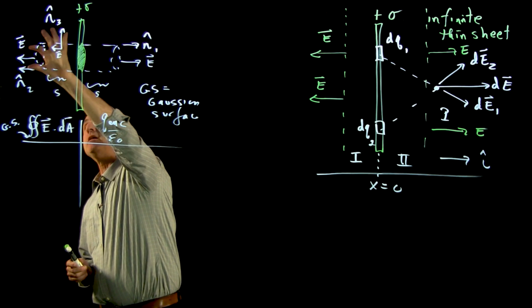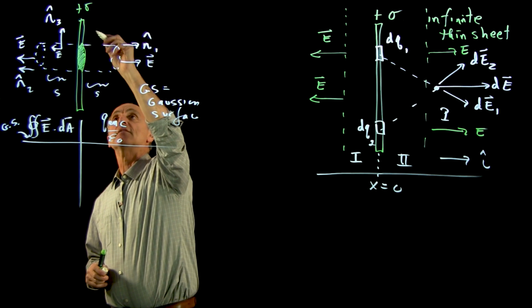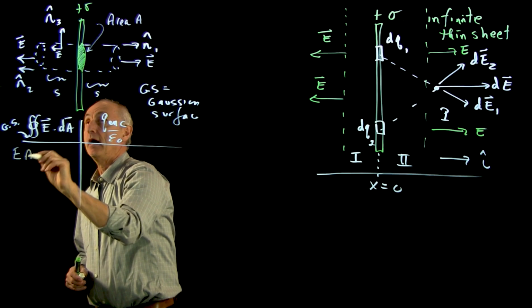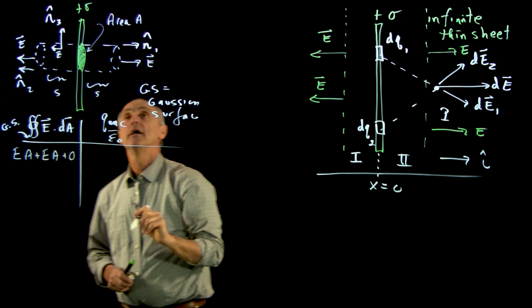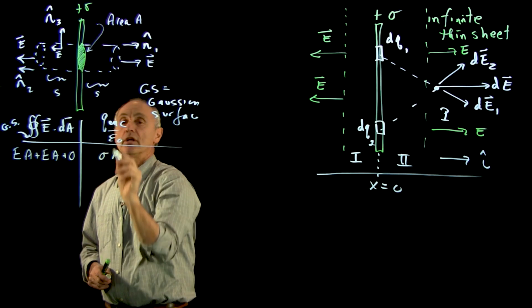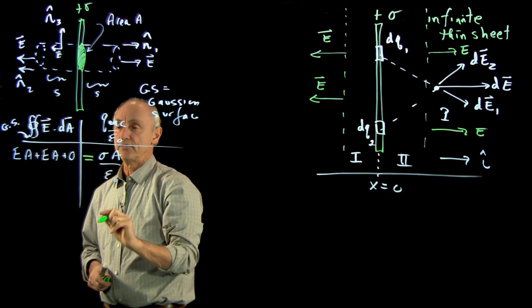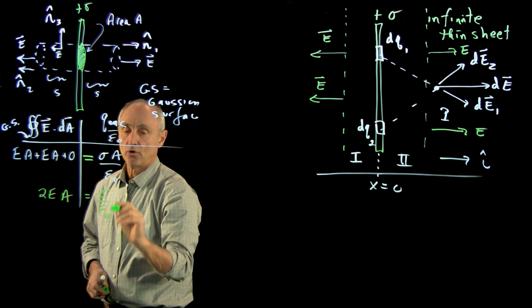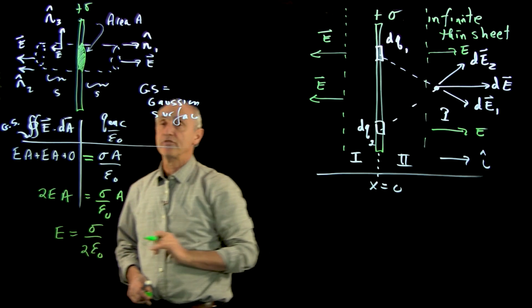Now, for the flux, E is pointing outward on both sides, with the same magnitude. If we make the area of the cylinder A, then we have EA on the left plus EA on the right, and through the body, 0. The charge enclosed is just our sigma times the same cross-sectional area, and we're dividing by epsilon naught. Gauss's law equates these two different physical quantities, and so we get 2EA equals sigma A over epsilon naught. And so what we have in Gauss's law is the magnitude of the electric field.